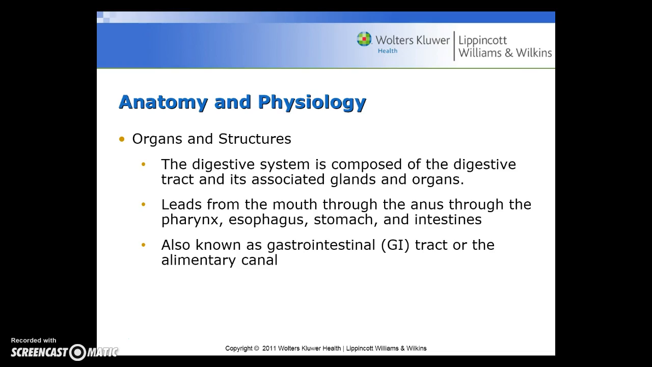When you talk about the organs and structures of the digestive system, it's composed of the digestive tract and its associated glands and organs. And this leads from the mouth through the anus, through the pharynx, esophagus, stomach, and intestines. And it's also known as the GI tract or the alimentary canal. And I'm going to refer to it from here forward as the GI tract.